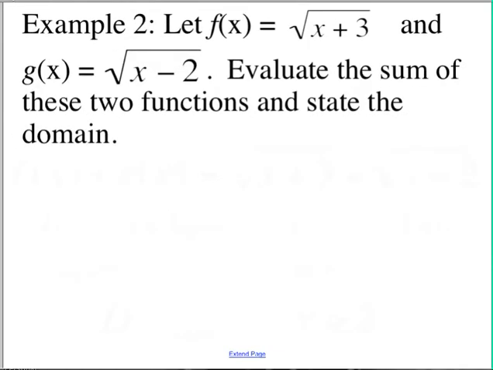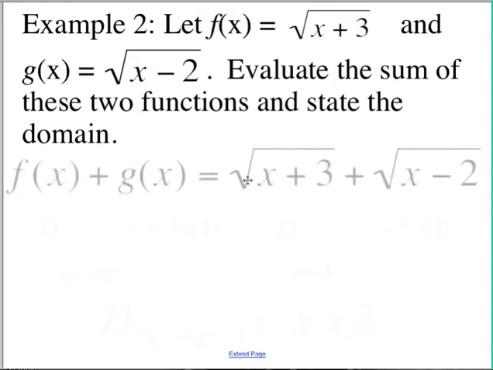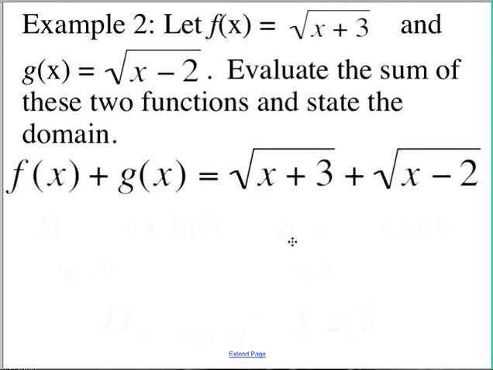Here is example 2. We have the square root of x plus 3 and the square root of x minus 2, and it says to evaluate the sum of these two functions and state the domain. So if you think about adding these two together, it's going to be the square root of x plus 3 plus the square root of x minus 2. I can't simplify that any further. That's as far as I can go.